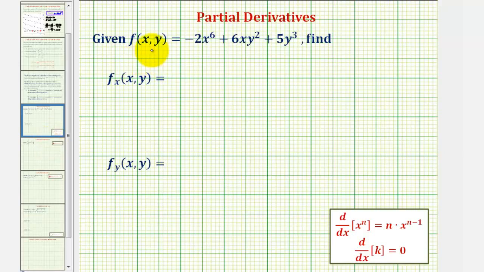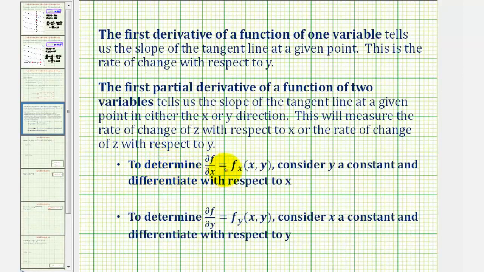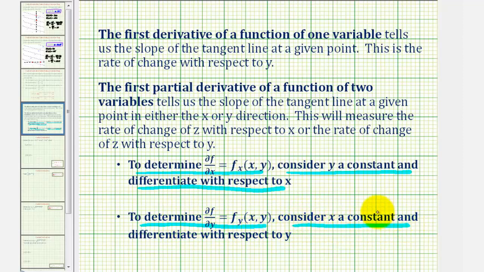We're given f of x comma y and asked to find the partial derivatives. We first have the partial derivative of f with respect to x, and then the partial derivative of f with respect to y. To determine the partial derivative of f with respect to x, we'll consider y a constant and differentiate with respect to x.